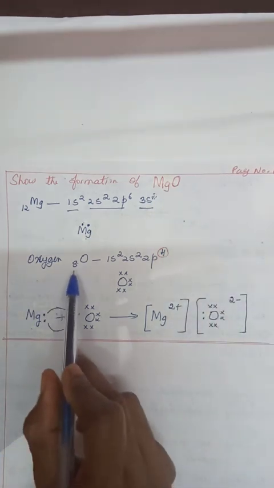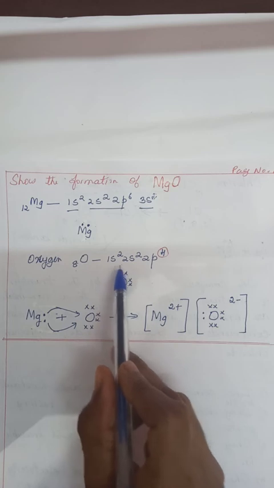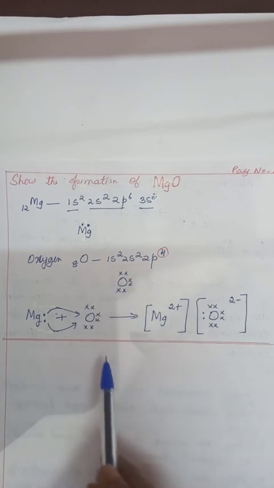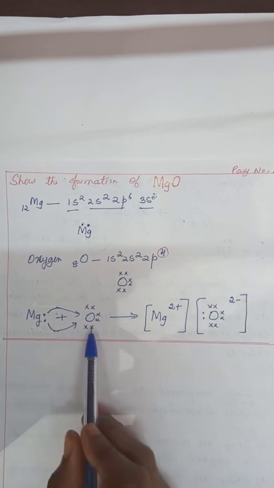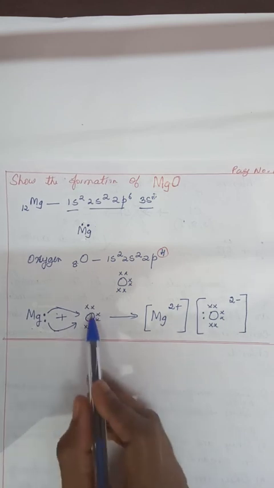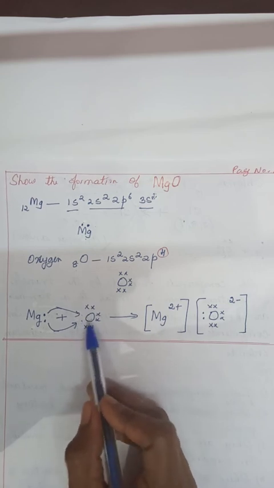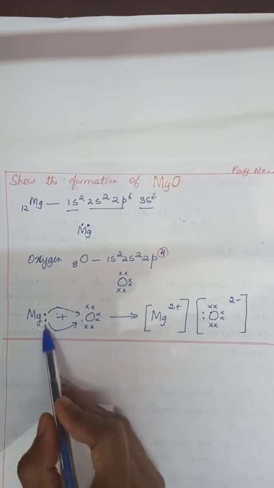Oxygen atomic number is 8. Electronic configuration 1s2, 2s2, 2p4. Write its dot structure. Here magnesium, oxygen. Here there is a shortage of 2 electrons. So oxygen is receiving 2 electrons from magnesium.